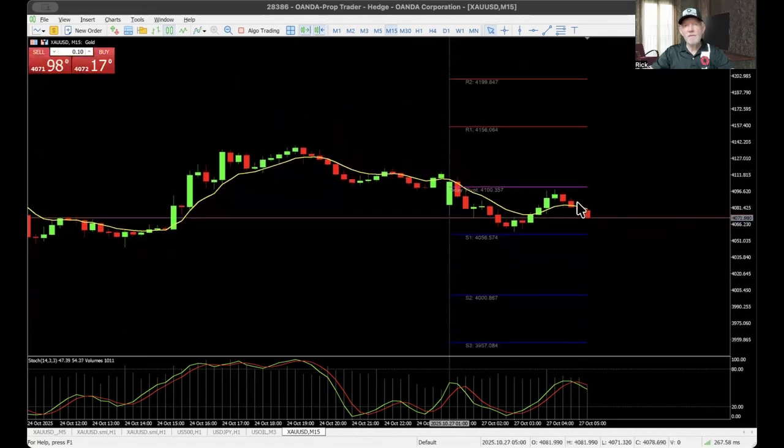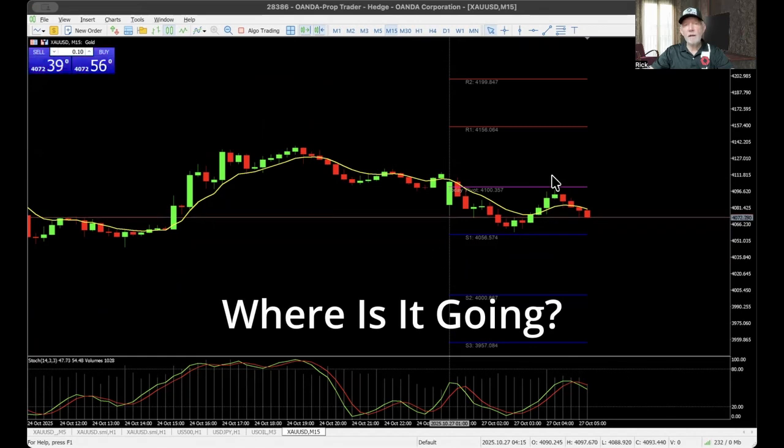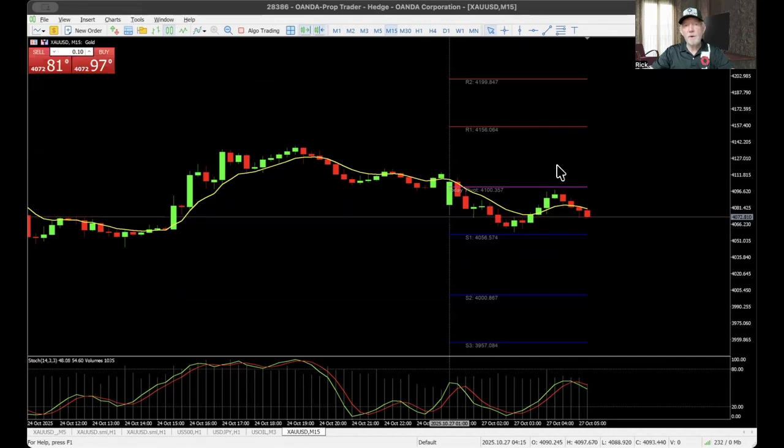So you can see if this was to break above this line here, this first resistance level it is now, and it had a clean break and started to move up, where is it going? Ask yourself that question. Where is it going? Well, it's going to the next level. That's what all currencies and commodities do. They go from level to level to level.